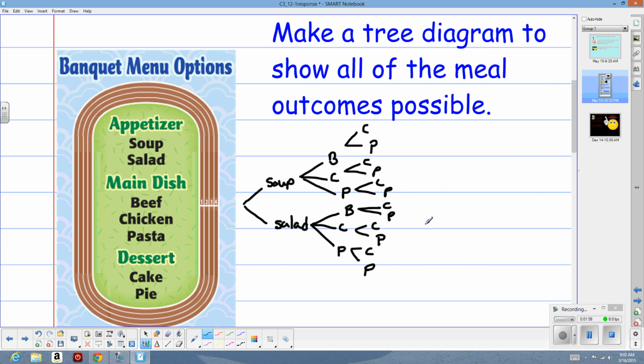So now if we want to see what the total meal outcomes possible are, we're going to follow each one of these branches, and when we get to the end, that's 1. So soup, beef, cake. Soup, beef, pie. Soup, chicken, cake, soup, chicken, pie, and so on. Basically, the end of these tips here is 1 outcome each. So we have 1, 2, 3, 4, 5, 6, 7, 8, 9, 10, 11, 12 possible outcomes.